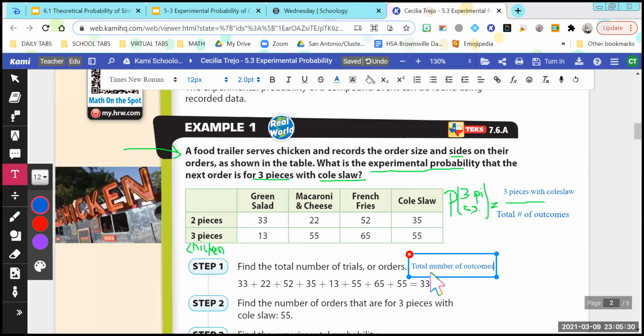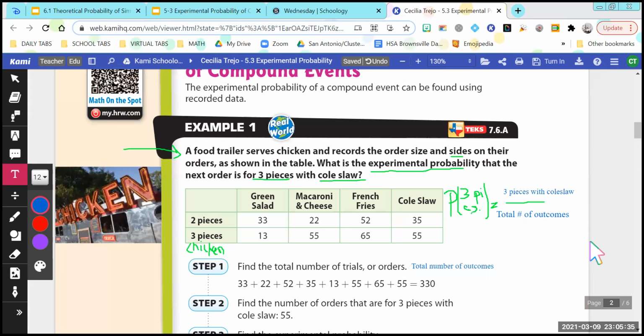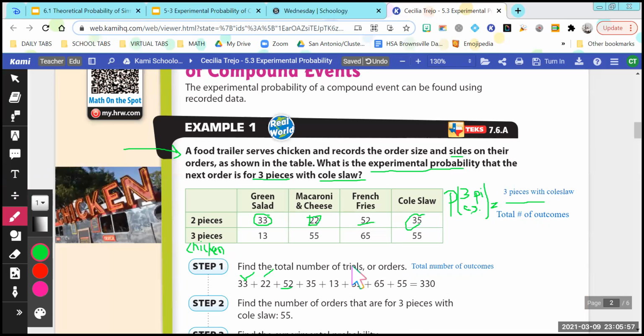And what do they do? So they looked at each item, or each compound event, and they saw for two pieces and green salad, someone bought it, 33 customers. There's 33, right? Two pieces and mac and cheese, 22. Two piece and french fries, 52. A two piece and a coleslaw, 35. There it is. Three piece and a green salad, 13.